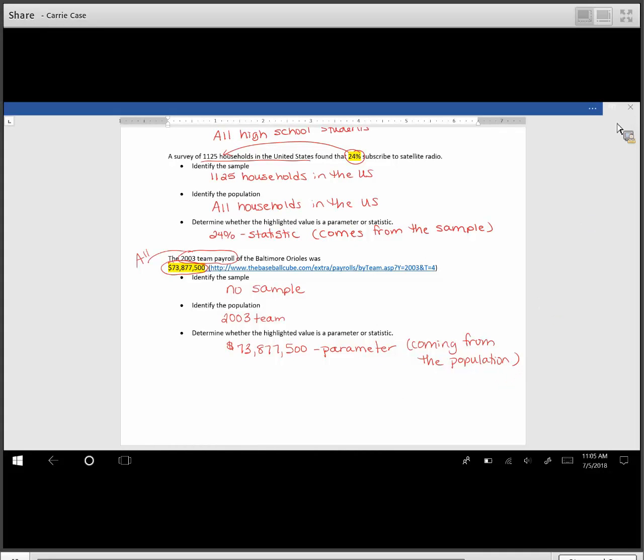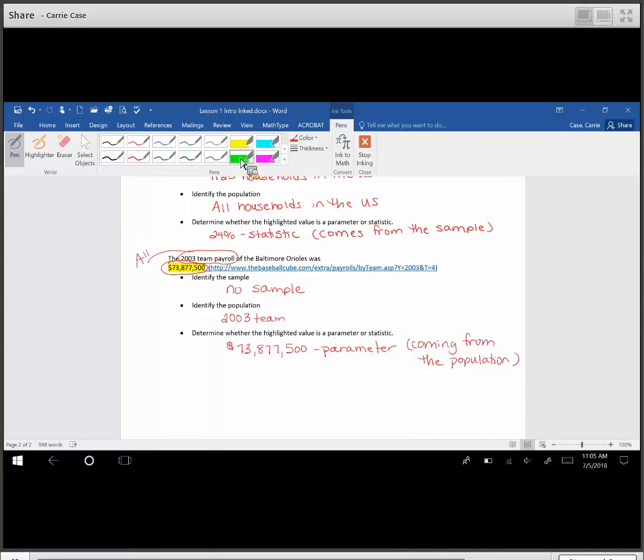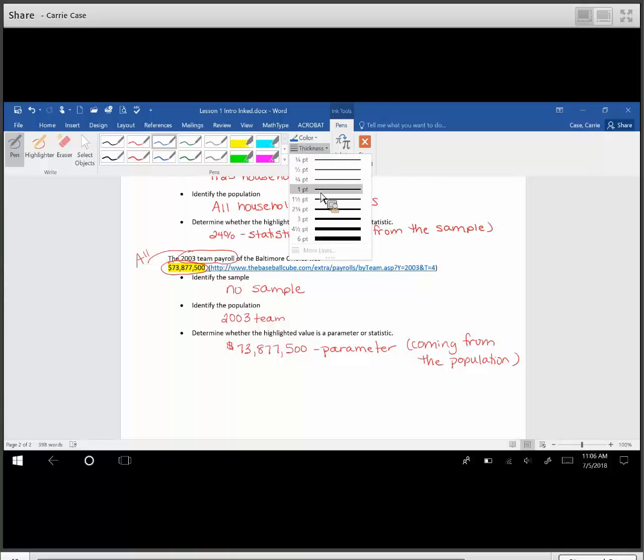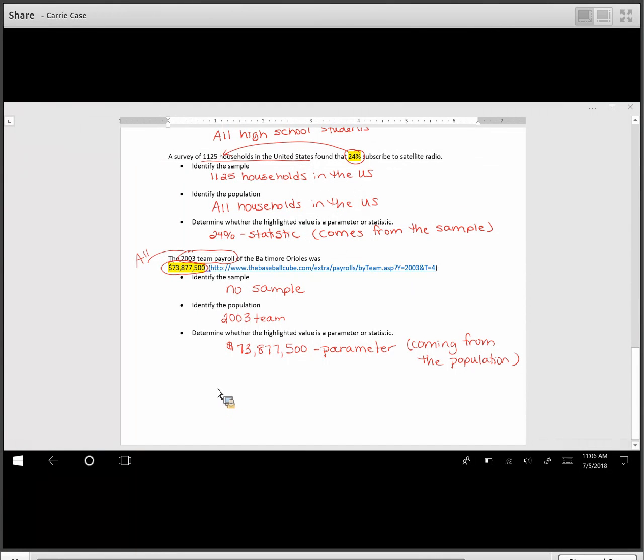So when we are trying to determine between sample and statistic and parameter and population, sample data gives us statistics, or numerical measures that come from samples. Populations give us parameters. So values that come from the population are parameters.